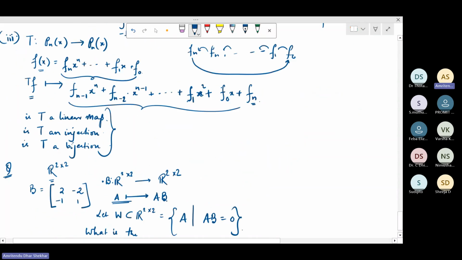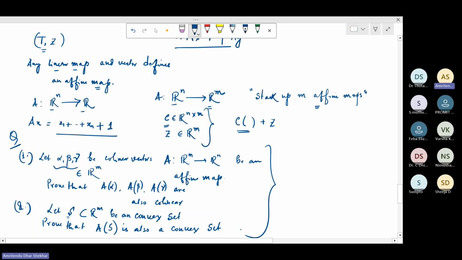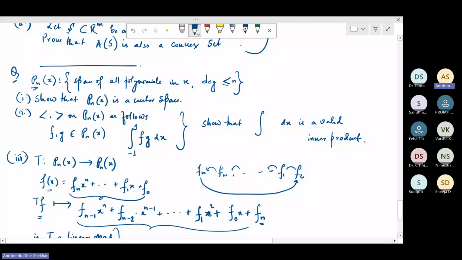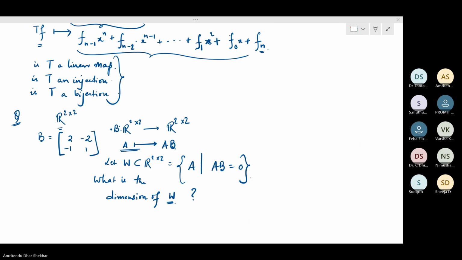Okay, so these are three problems to think about. One is on affine maps. One is on vector space of polynomials, and one is on this vector space of matrices. Yeah, I think we're at the end of the session. If you have any concluding questions, you can ask me, and then we can wrap up otherwise.